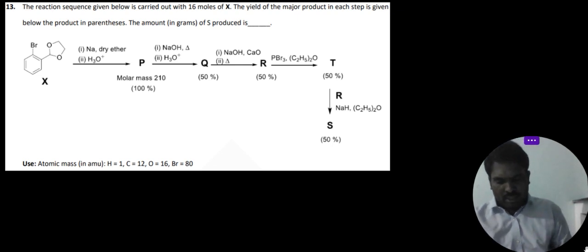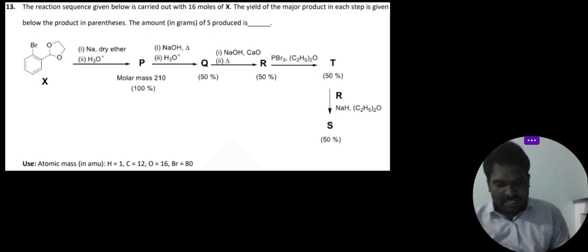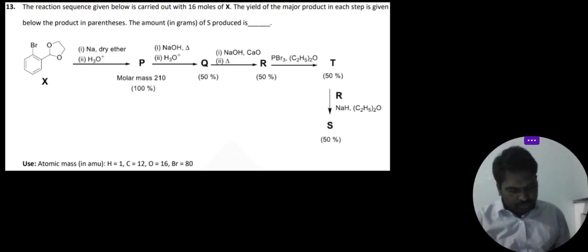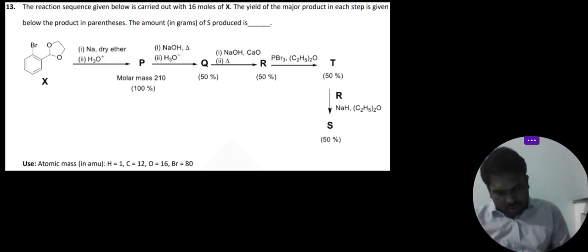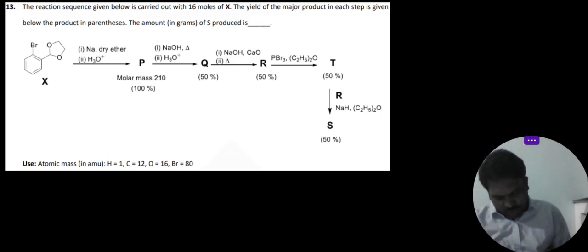Now, here one reactant is given, X, and the reagent is sodium, in ether, followed by hydrolysis. Here sodium in ether means it is a Wurtz reaction. So we have to take 2 moles.